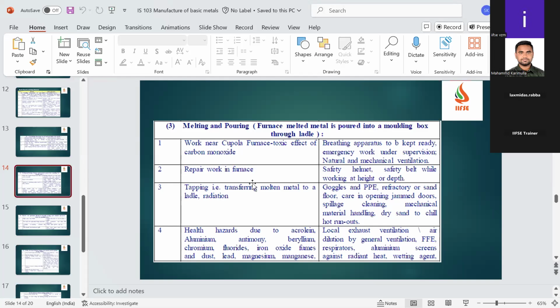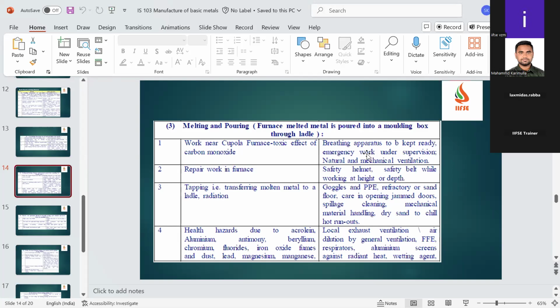Breathing apparatus operators should be kept ready for emergency work under supervision. Natural and mechanical ventilation should be there. If you are working near the furnaces and on repair work, use a safety helmet and safety belt, and also while working at height and in depth areas. If the depth is more than 4 or 5 feet, it is better to check the gases as well.